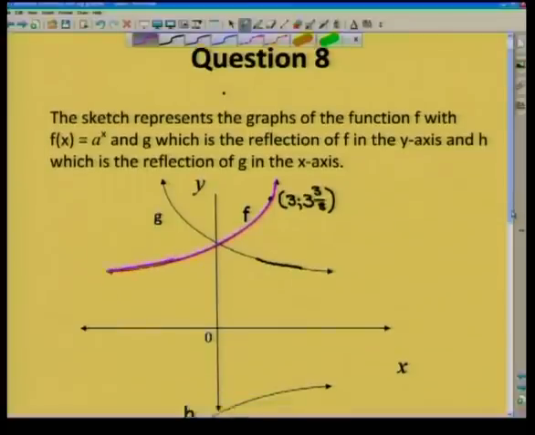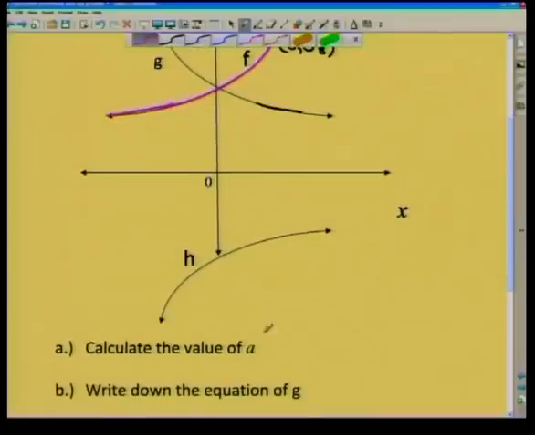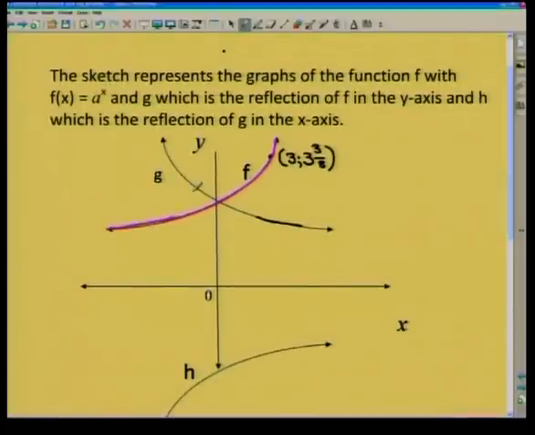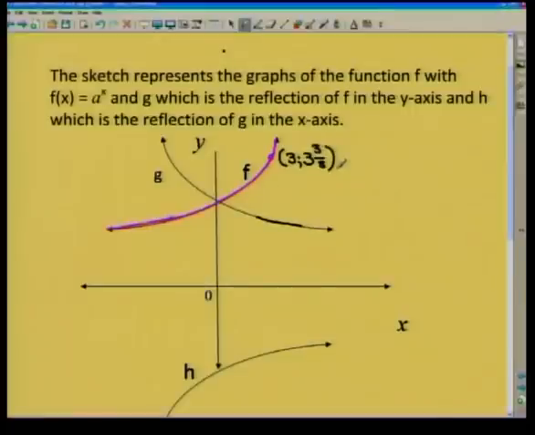And the first question they ask me is to calculate the value of a. Now remember, they told me that f of x equals a to the x. If we're going to solve for that, all we need to know, since there's only one unknown, is 1 point. And we do know 1 point on this graph. They've told me this point over here is 3 3/8. So let's go and work out our a. We know it takes the form of y equals a to the x.